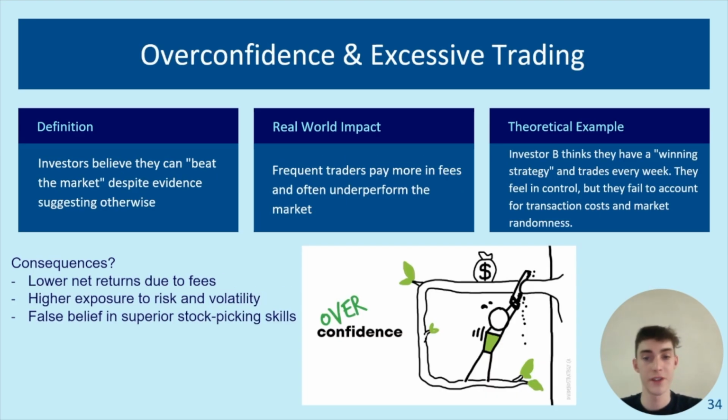Next, we have overconfidence and excessive trading. Overconfident investors believe that they can beat the market, leading to excessive trading, higher fees, and worse returns. Frequent traders often underperform because they misjudge their ability and overlook costs. For example, investor B trades weekly thinking that he might have an edge, but they ignore the transaction fees and randomness, hurting their returns.